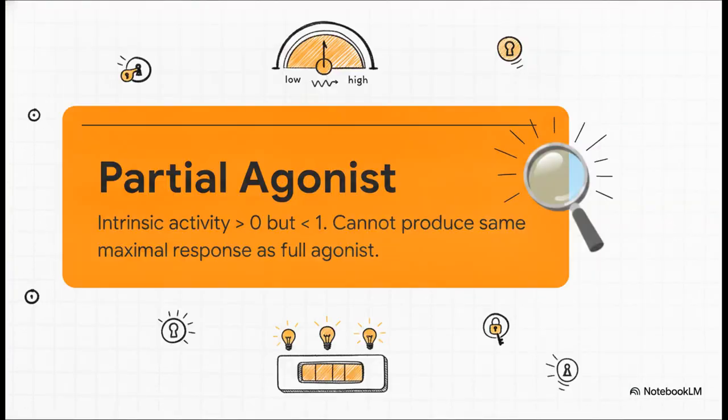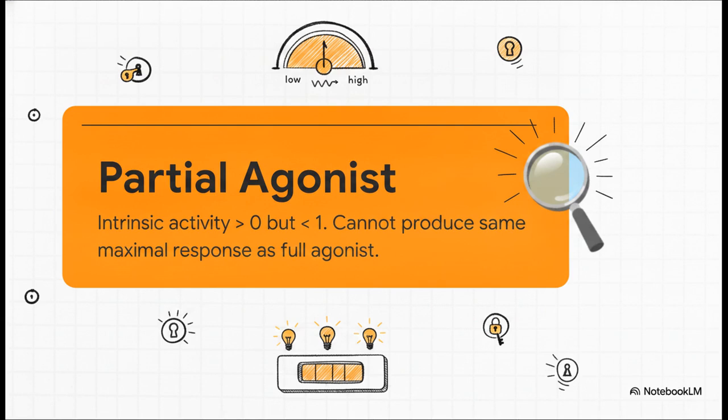And then, right in the middle, we have the highly nuanced partial agonist. This is a drug with an intrinsic activity that's greater than 0, but still less than 1. See, even if a partial agonist binds to every single available receptor, it still can't produce that same maximal response as a full agonist.